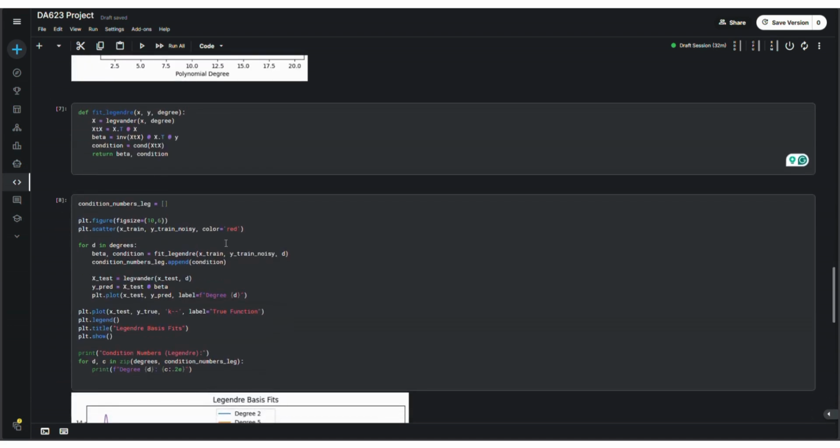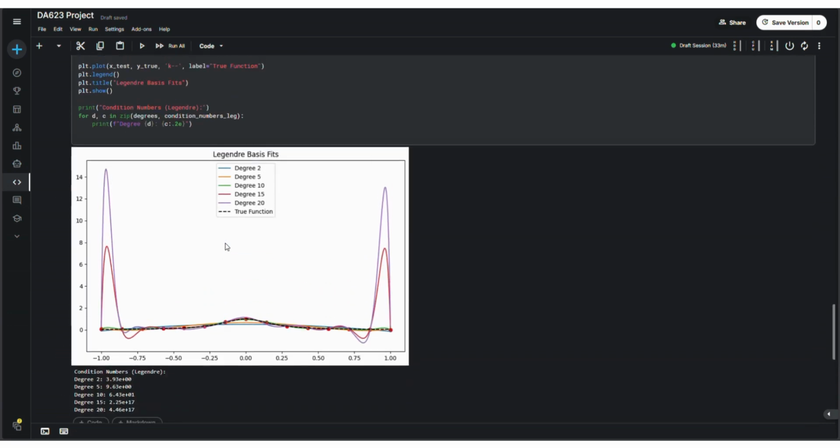Then in cell 7 and cell 8, I have compared it with the Legendre basis. So let's start with that. Just to repeat, the Legendre polynomials are orthogonal in the interval of -1 to 1. The orthogonality means that the columns of the design matrix are less correlated. And this reduces the numerical instability during the inversion, which simply means that when the columns are nearly independent, the matrix inversion becomes more stable.